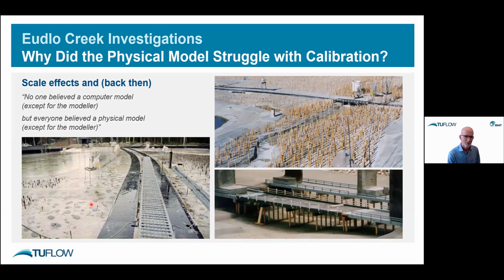I'm not a physical modeler, but what was really interesting to me was that back then, no one believed a computer model except for the modelers. There's too much faith by modelers who generated results on computers, and no one trusted computers. But the big challenge for physical modeling was that everyone believed it because they thought it had to be right. You can touch it, you can feel it, you can walk around it, you can see the water flowing. But without all those changes, without calibration, that physical model was horribly wrong. So quite a fascinating exercise.